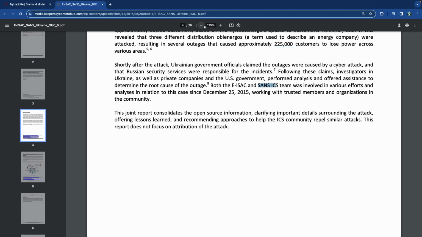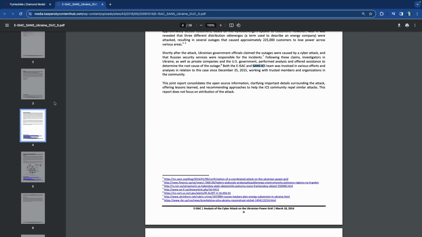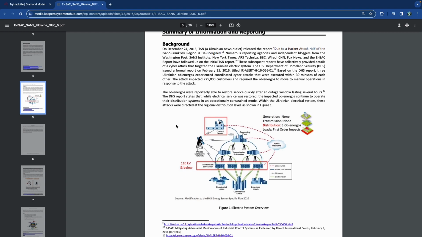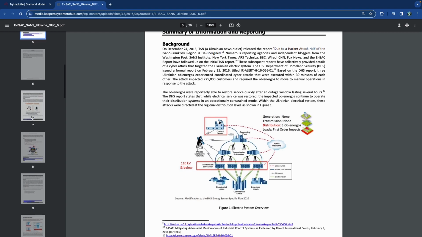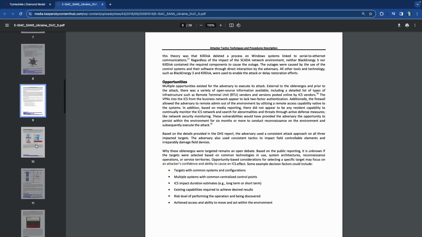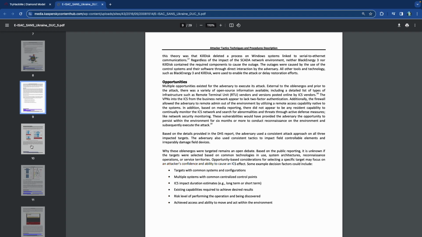I mean, what the hell is the point of taking the power down, though? That's what I'm trying to find out. It's like, why did they do it? What's the purpose? Can we find that out? Is there anything? The techniques that were used, opportunities.